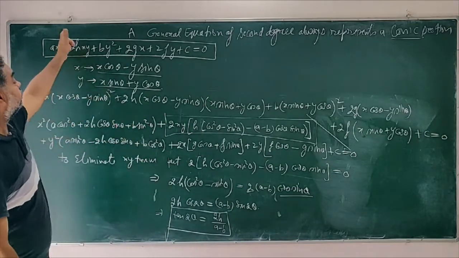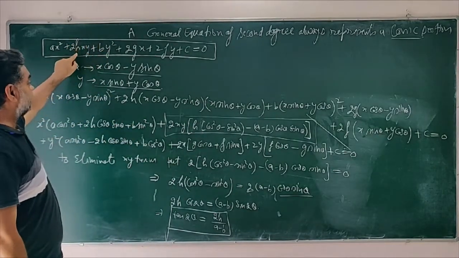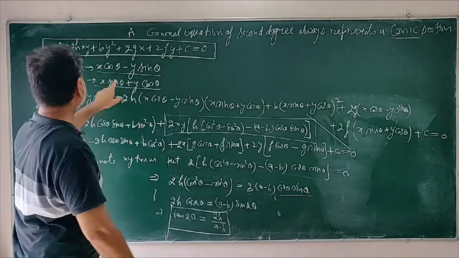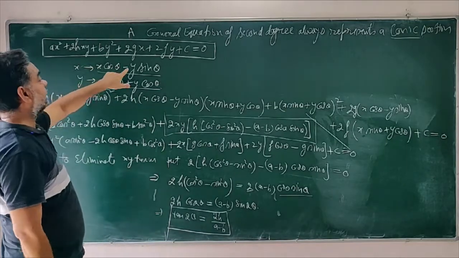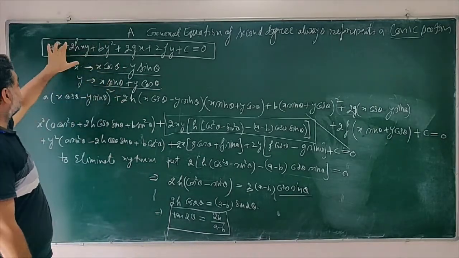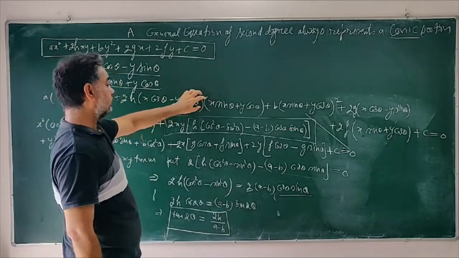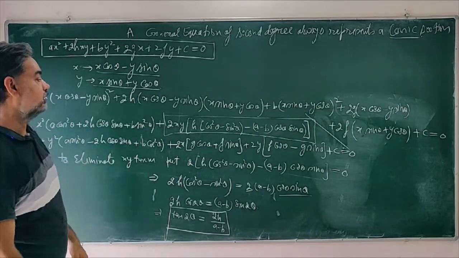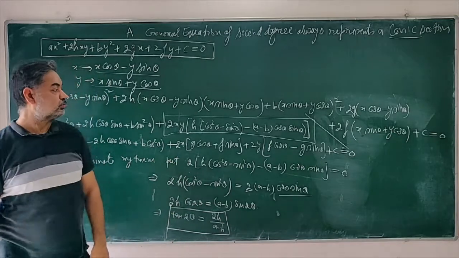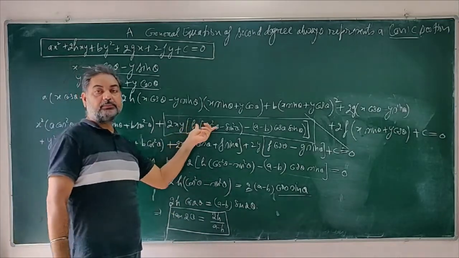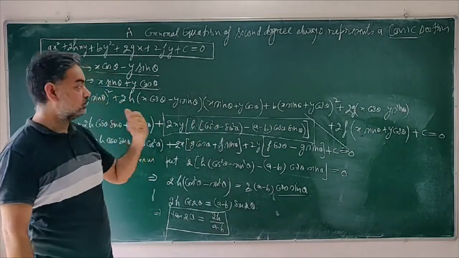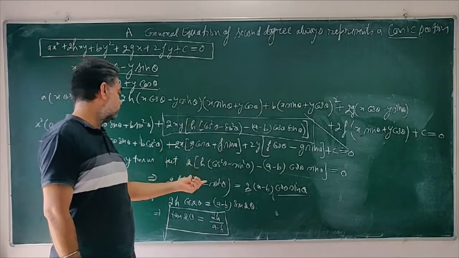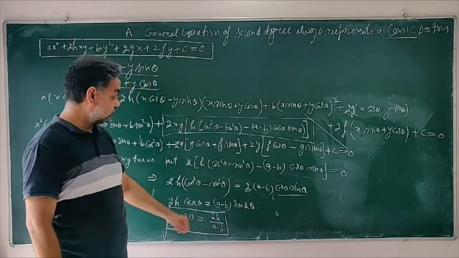So first of all, we have a general second degree equation. Then we transform the axis by an angle theta in the anticlockwise direction. For that, we have to replace x by this expression and y by this expression. Then this equation gets reduced to this equation, and this equation can be rewritten like this. What we want to do now is find the angle of rotation so that the xy term gets eliminated. So to eliminate the xy term, we put the coefficient of xy term equal to 0, and you get tan 2 theta is equal to 2h over a minus b.